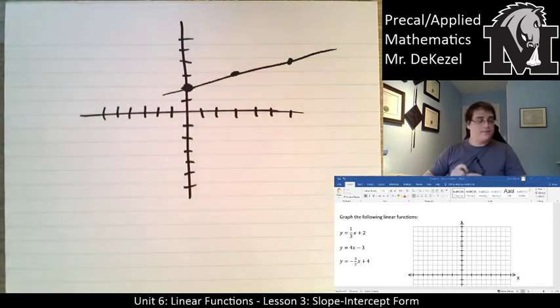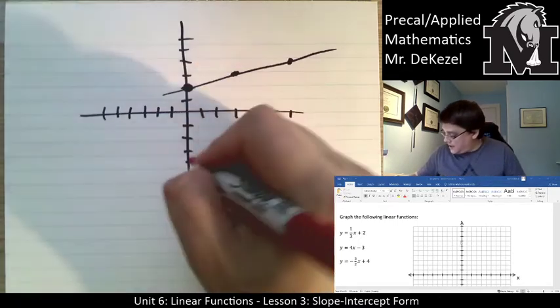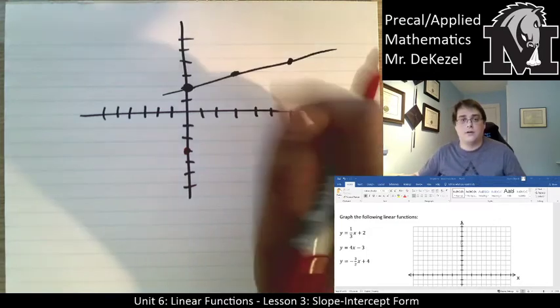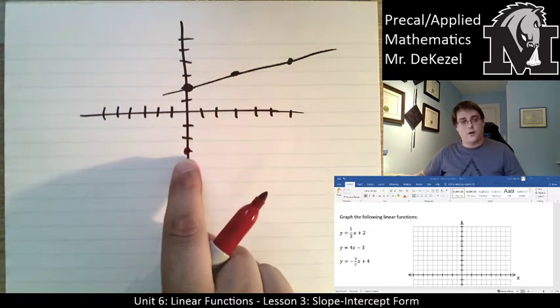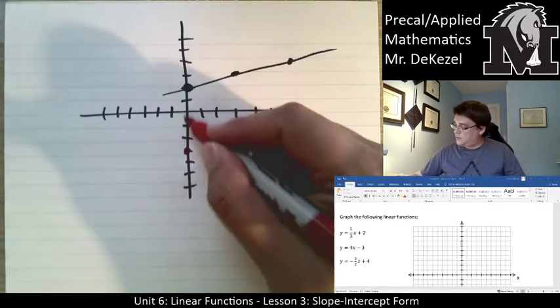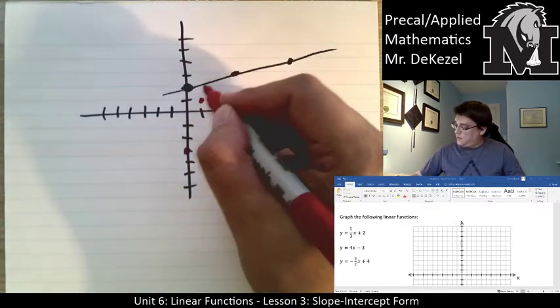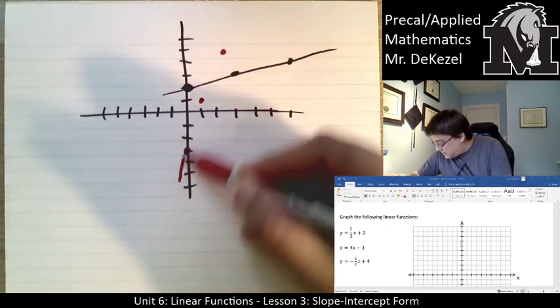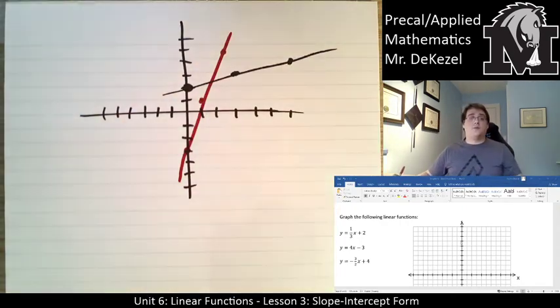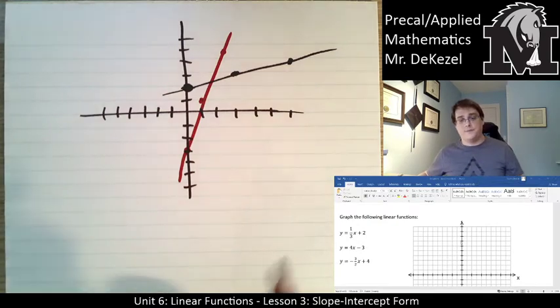Our second line, y equals 4x minus 3. So let's start at our y-intercept of negative 3, and we're going to go up 4 and over 1. So 1, 2, 3, 4 over 1. 1, 2, 3, 4 over 1. And our line is going to look something like that. That's a pretty wiggly line, but you get the idea. All right? Easy as that.